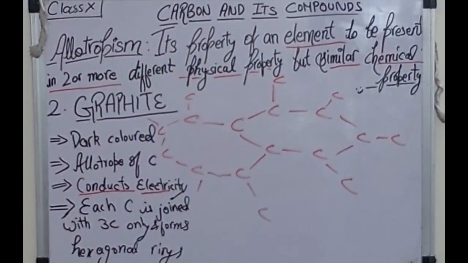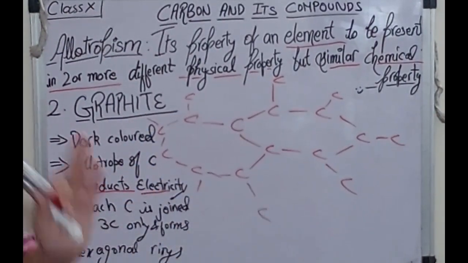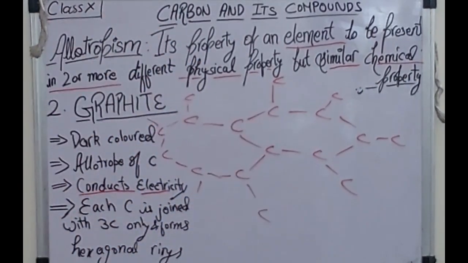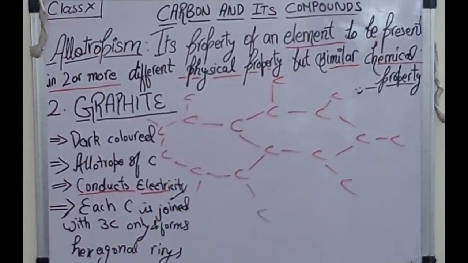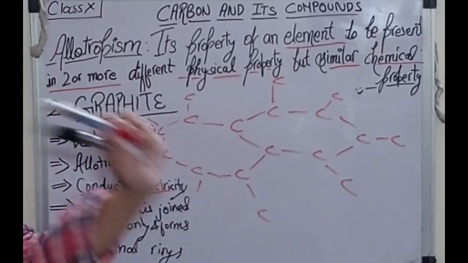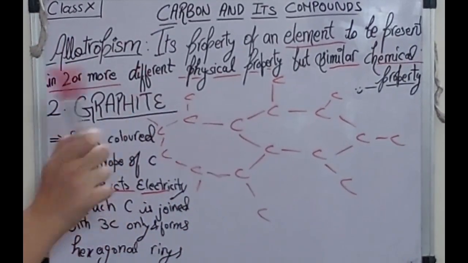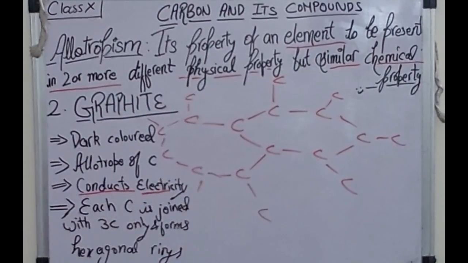And if you focus, each carbon is only sharing 3 electrons. One carbon is making only three single covalent bonds. It is only sharing 3 electrons and it is only joining with 3 carbons. So can you think why it can conduct electricity? Fast. If you can, just comment below. You must have figured out how.